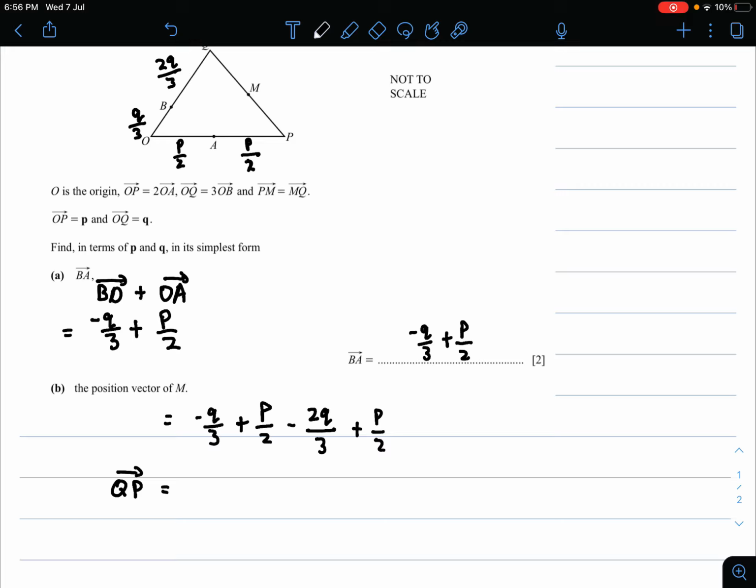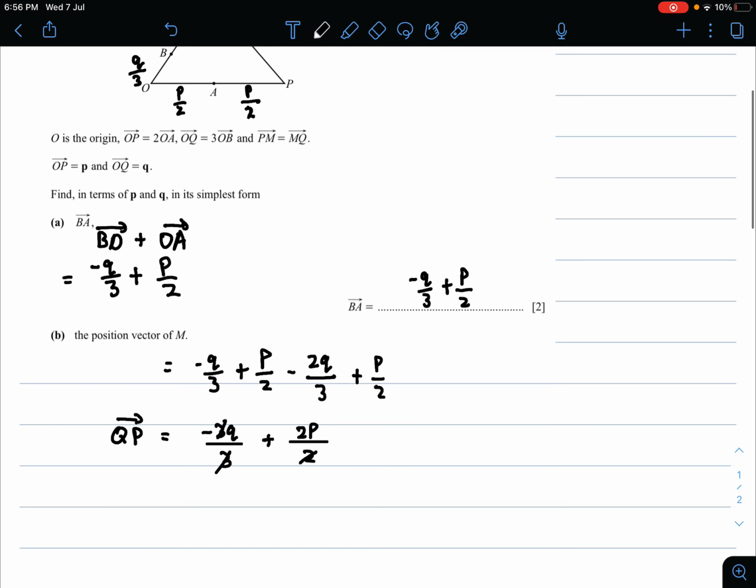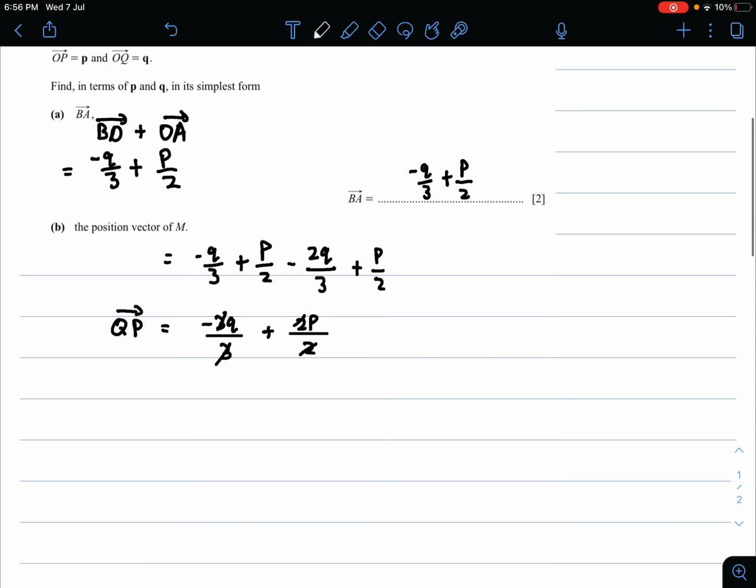Now all we need to do is simplify and this will give us the vector QP. Now when we simplify, we will get minus Q minus 2Q, so minus 3Q divided by 3. We can only do this because they have the same denominator. So the 3 and the 3 will get cancelled, plus P will give us 2P. Again we can only do this because they have the same denominator, that is 2. So 2 and 2 will get cancelled. Therefore we know that QP, or the vector QP, is equal to P minus Q.